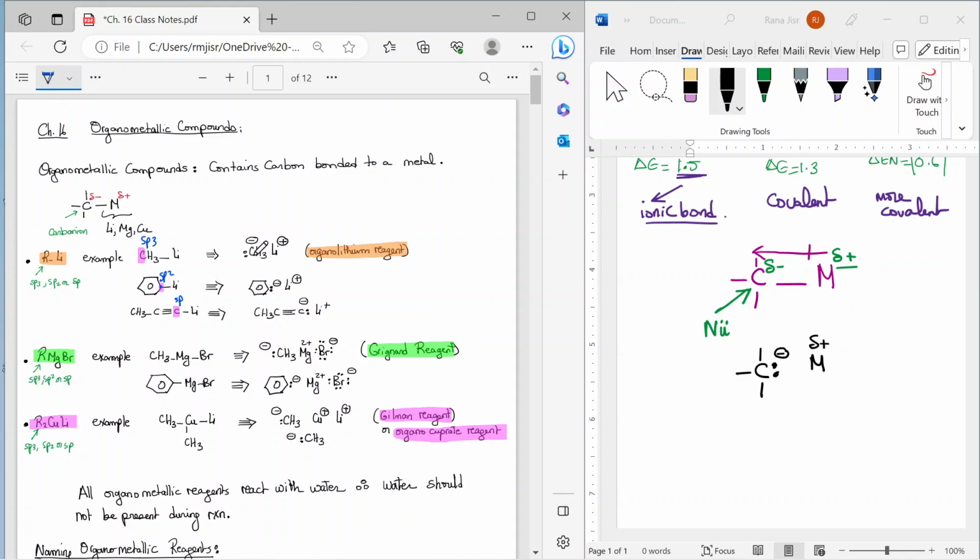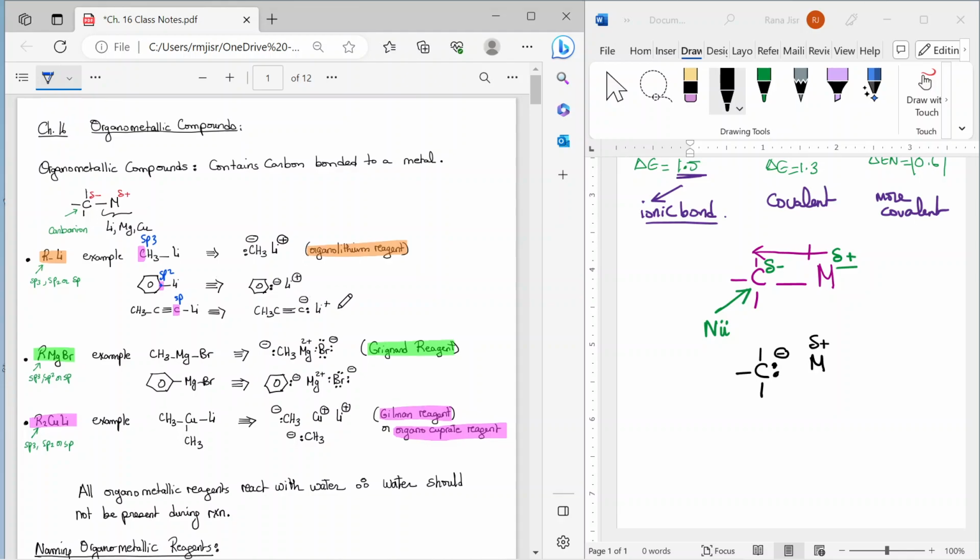Because this one here is negative, the lithium is going to be positive. Lithium is in group number 1, so it is a +1 charge in there, whether you're working with an sp, sp2, or an sp3 hybridization.